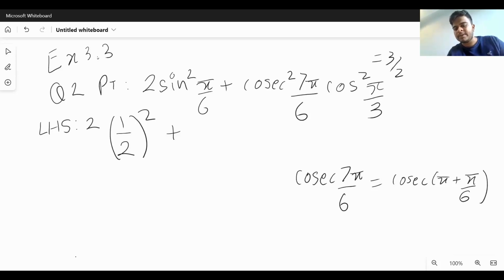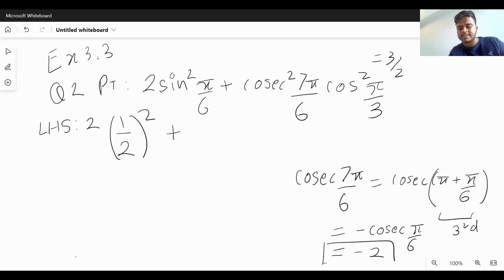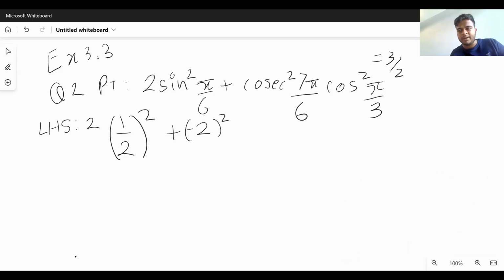We can denote 7 pi by 6 in this function along these lines. And this will be the third quadrant, correct? So can't I write this as minus cosec pi by 6? And we all know the value of cosec pi by 6 or cosec 30 degrees, and that's just 2. So I get cosec 7 pi by 6 as minus 2, correct?